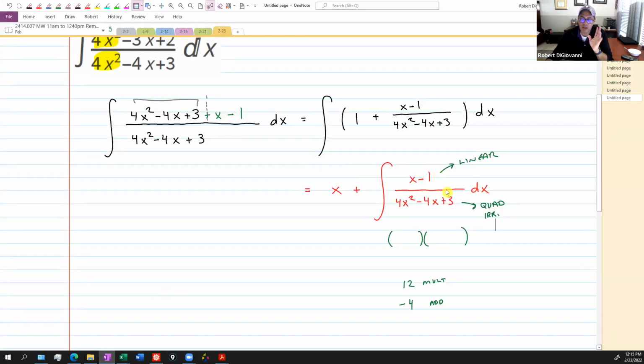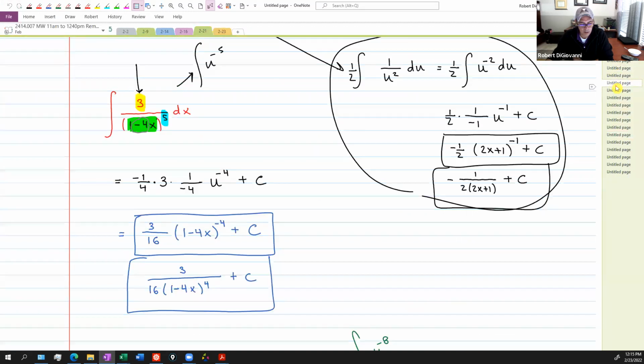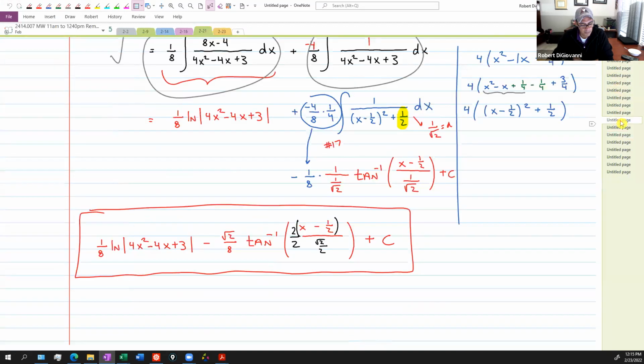What I want you to understand is at this point, you do not want to do partial fractions because it's a linear over irreducible. And so you don't try to do partial fractions. You can only do partial fractions if you can somehow split that bottom up. Where in the notes did we do it? There it is.